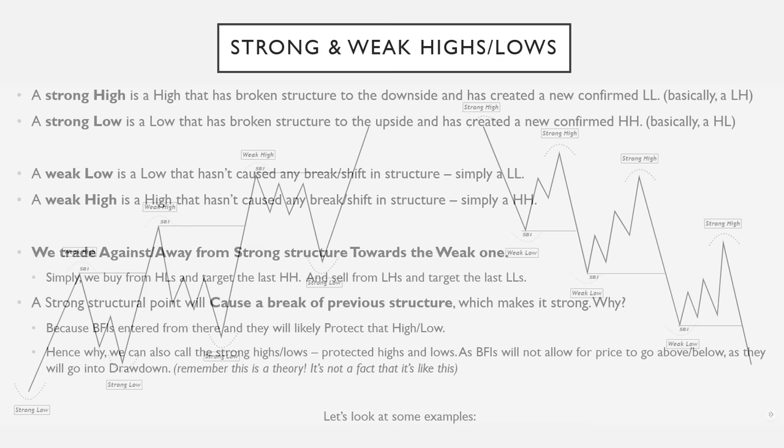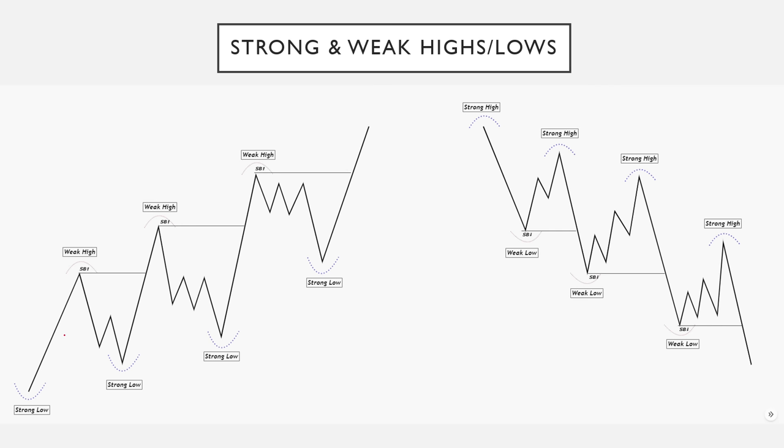Here is an example, okay? This is just market structure, all right? This push caused the break. Then we have a pullback. So this is not supposed to break. This is protected. Why? Well, because the BFIs made this footprint, this big push up, right?